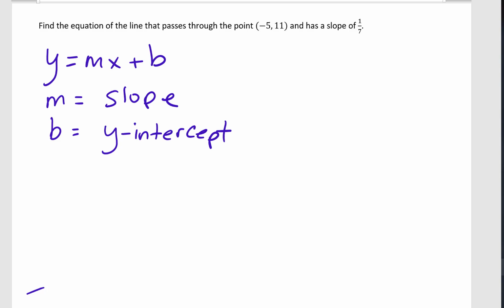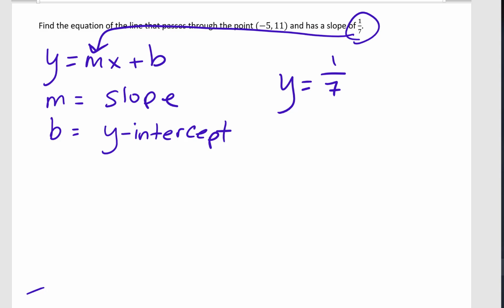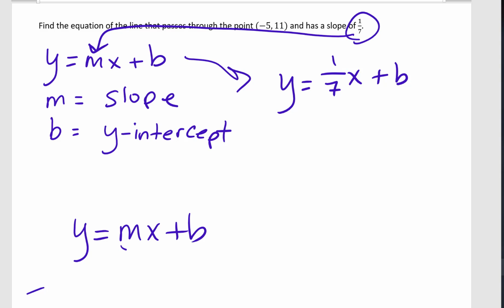That's where the line crosses the y-axis. All right, so they've given us the slope. So that's pretty simple. All we have to do is put it in for m. So y equals 1/7 x plus b. We just rewrote the equation with 1/7 filled in for the slope. All right, now we just have to find out what b is and we will be done, because our final answer is going to be y equals mx plus b, and we just fill in the m, which we just did, and we need to fill in the b, and we'll be done.